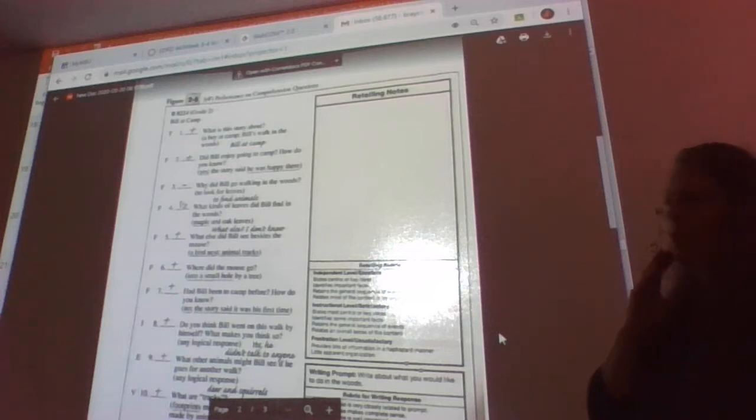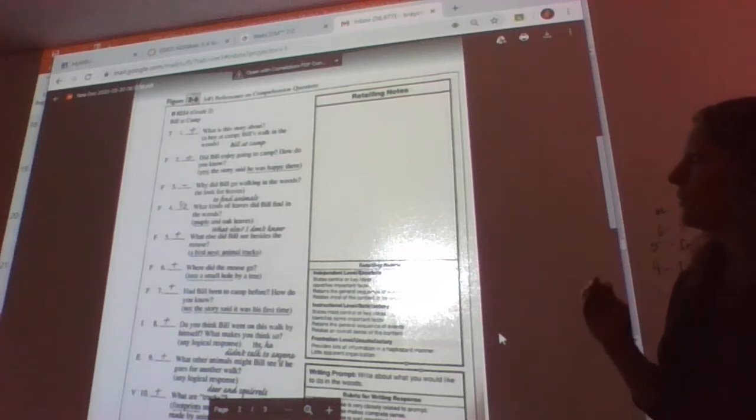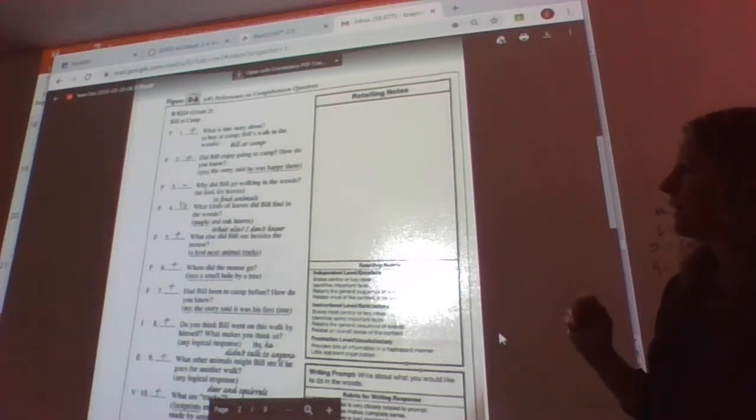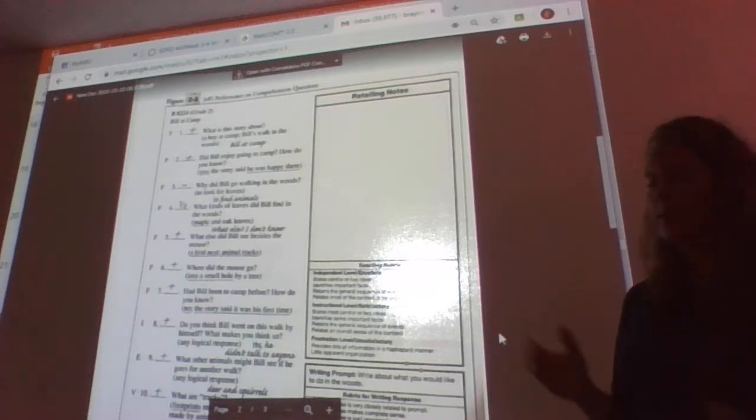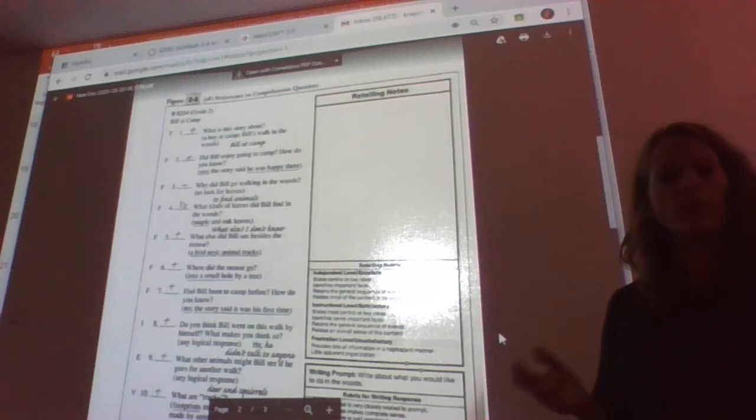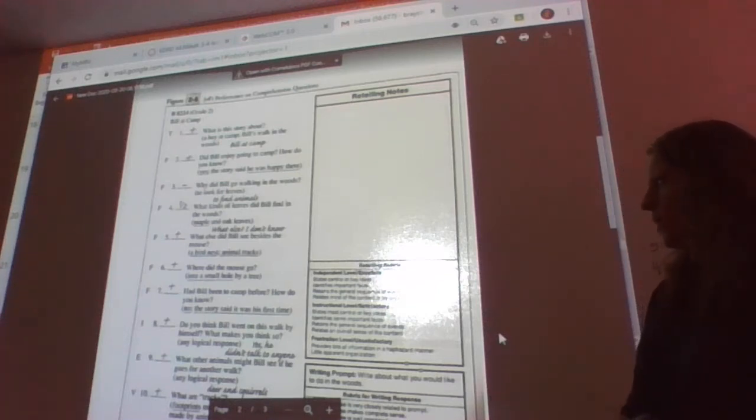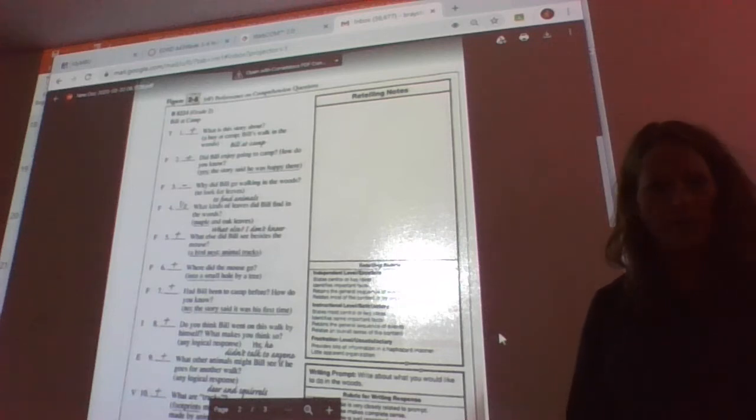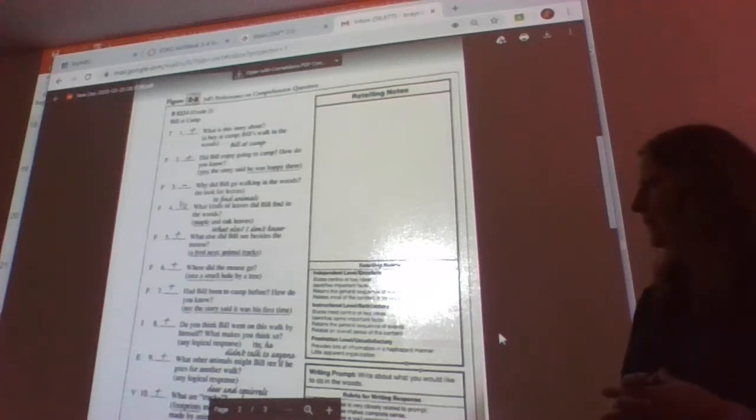Now, you might be wondering what those letters are off to the side of the questions. There's a T, an F, F, F, F, F, F, I, E, and V. That's letting us know what type of question it is. For example, the first one is a topic question. What is this story about? The second one, F, is for factual, and it's the lower level questions, and there are several of those. Then I is an inferential question. Do you think Bill went on this walk by himself? Yes or no? What makes you think so? So the reader has to pull information to find out if Bill went for a walk by himself or with someone else, and any logical response will work.